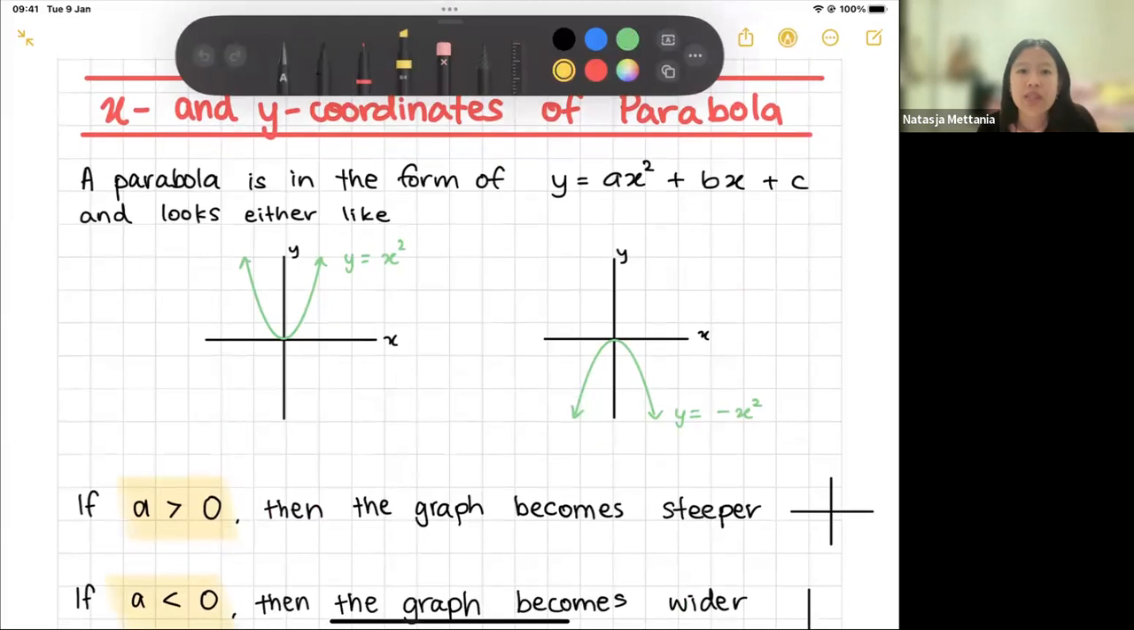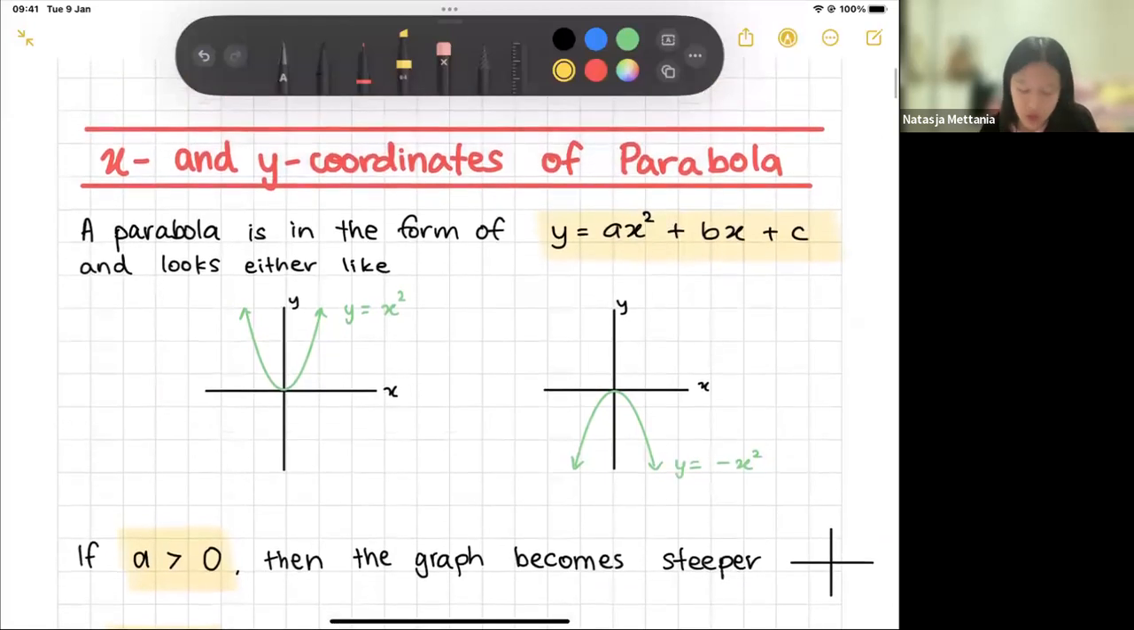A parabola is in the form of y equals ax squared plus bx plus c. You would have seen this type of formula in a topic called equations, or if not, algebra. A parabola basically looks like the following. I usually think about it like this. This one right here, y equals x squared, I normally call the happy face.